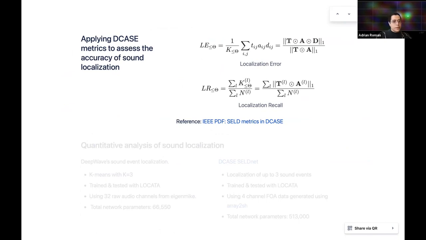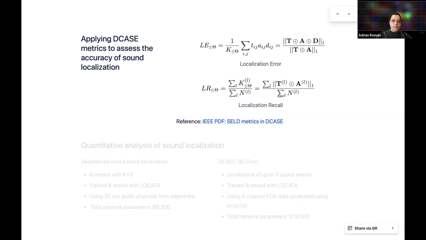For those that are not super familiar, DCASE is a challenge where a lot of people in audio submit their models. Task 3 of the challenge is for localization tasks. And these metrics are openly available on GitHub. They are also very well documented.